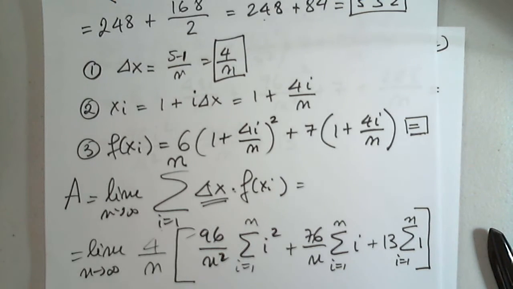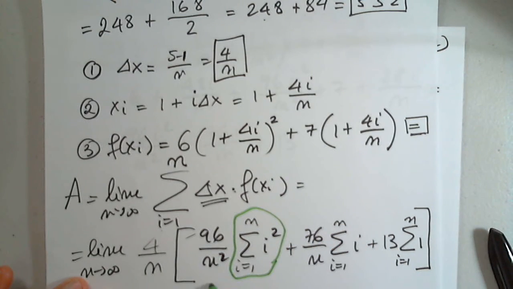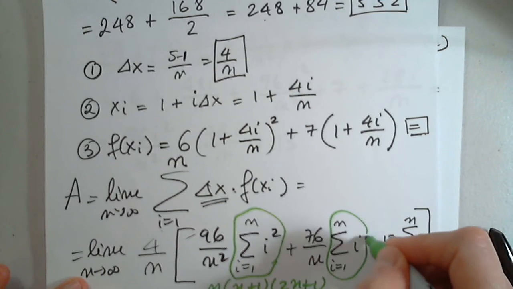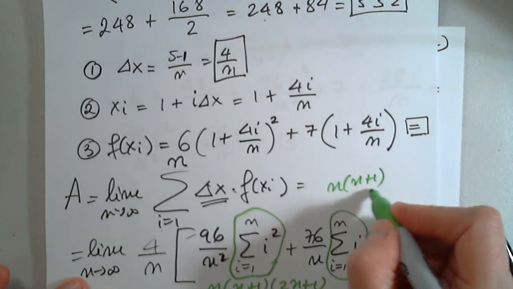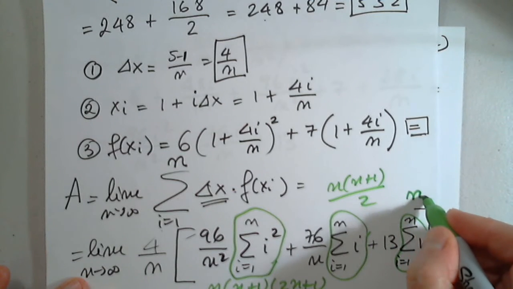At this point, I have to replace this by n times n plus 1 times 2n plus 1 divided by 6. And I have to replace this by n times n plus 1 over 2. And I have to replace this by n.